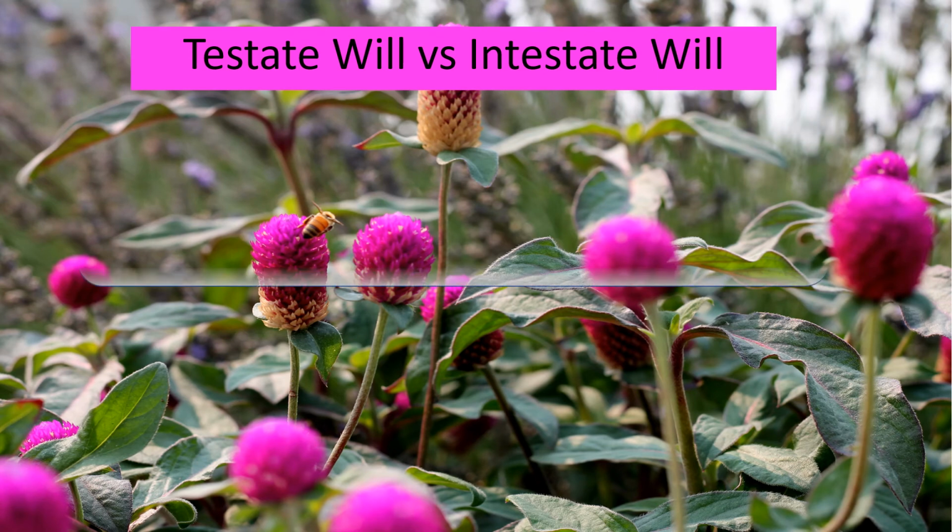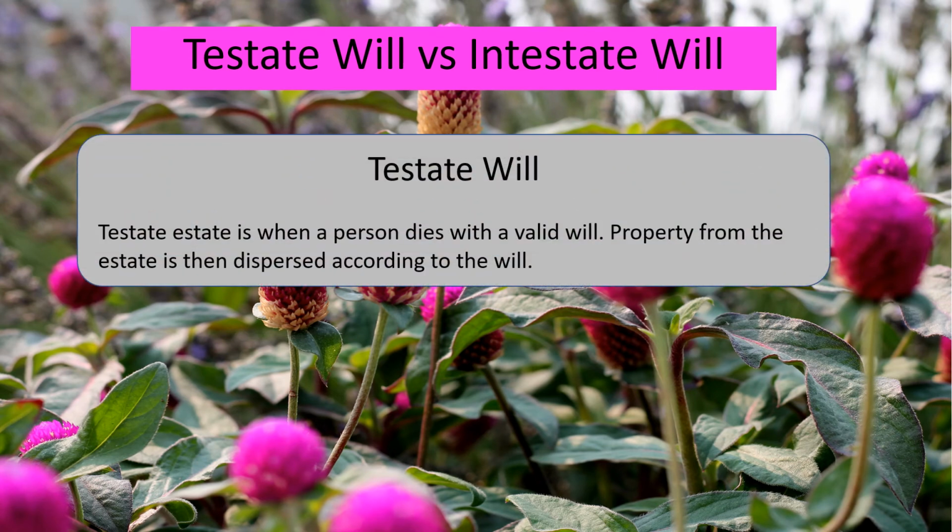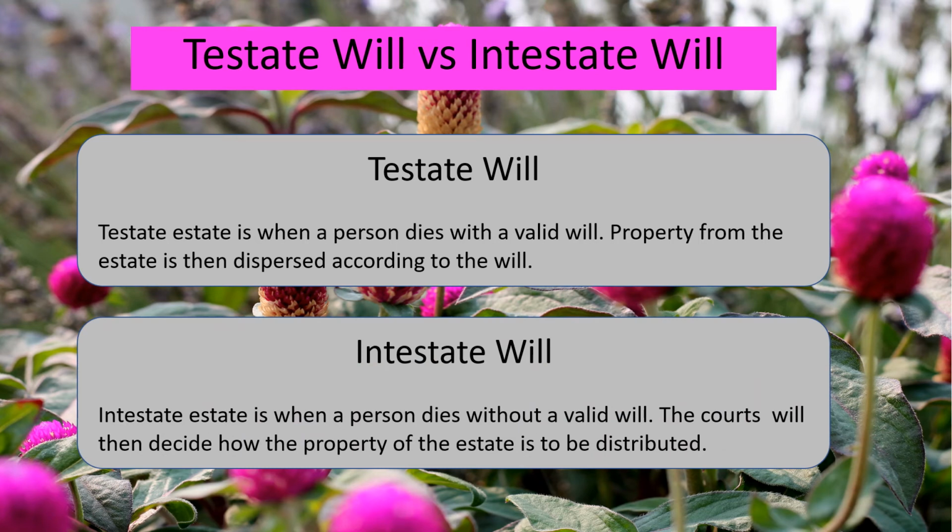A testate will is when a person dies with a valid will. Property from the estate is then dispersed according to the will. An intestate will is when a person dies without a valid will. The courts will then decide how the property of the estate is to be distributed.